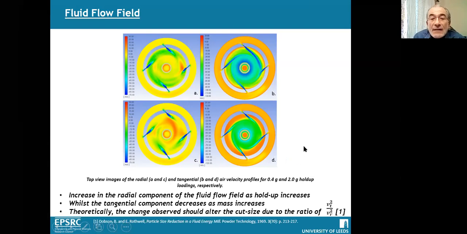So as you see here, the tangential velocity is reduced while the radial velocity is increased as the holdup is increased. And of course, this has got implications on the classification, on the cut size, because the cut size is influenced by the ratio of tangential velocity to radial velocity of the particle squared. And therefore, one would expect that as the holdup increases, the particle size which comes out is increasing. So that's the fluid field.